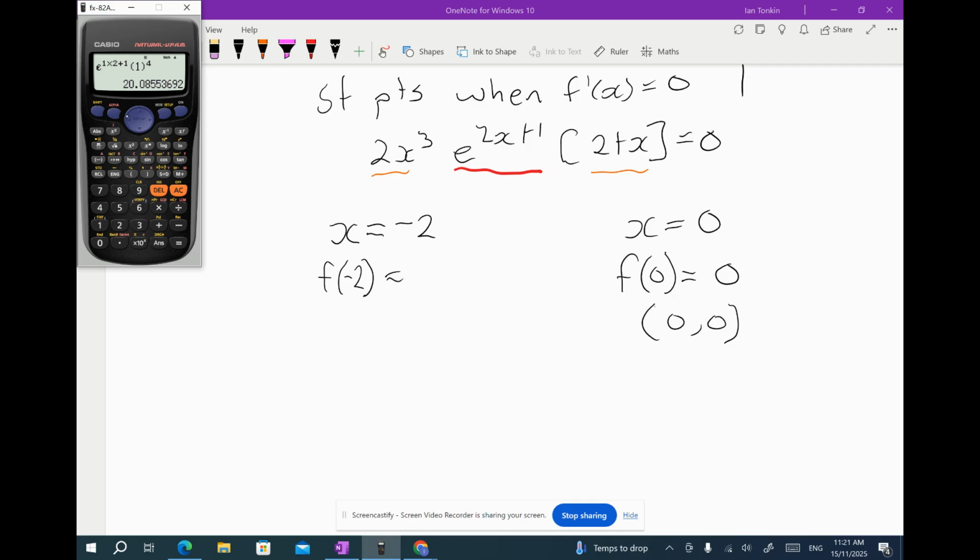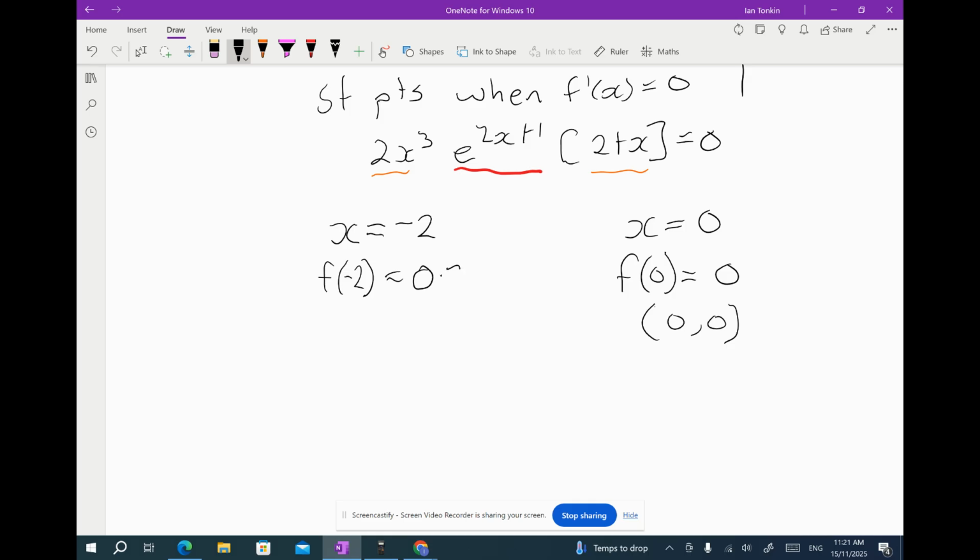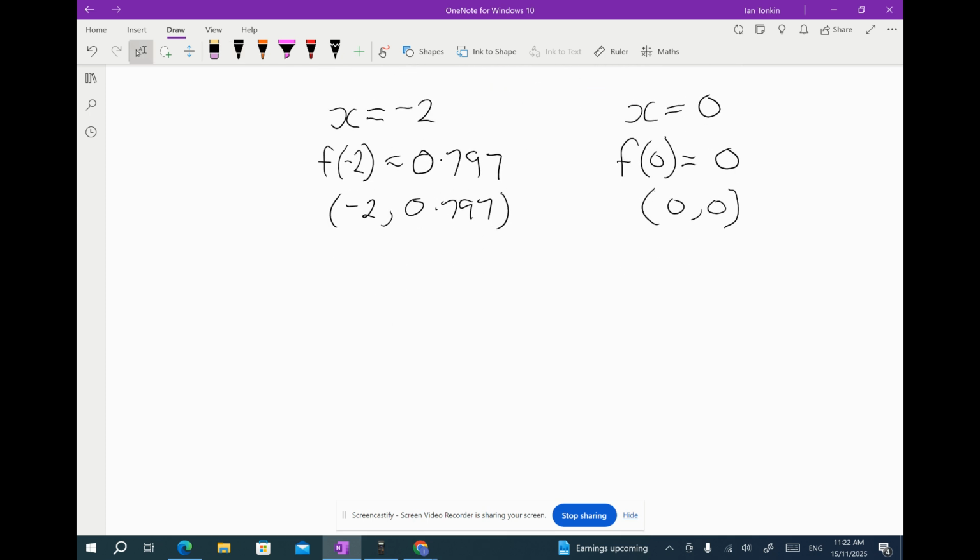So I'm just going to go back here and change that 1 to a negative 2. Actually, I'll delete that and write it properly. 2 times negative 2 plus 1. And I've got a negative 2 in here. And I get 0.797. So now I've got this other point. I've got these two stationary points, negative 2, 0.797 and 0, 0. Righto. Now to determine their nature.